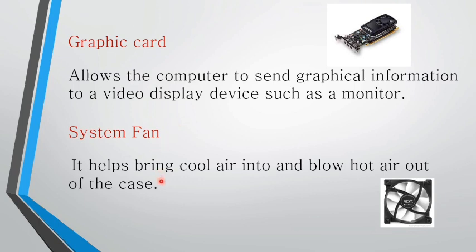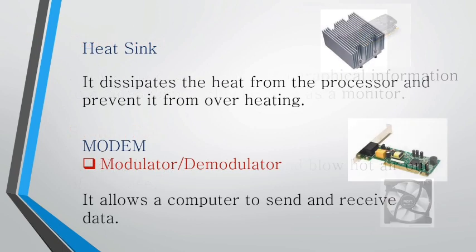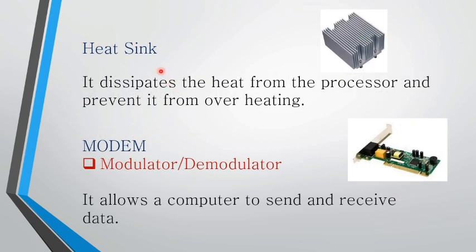System fan. It helps bring cool air into and blow hot air out of the case. Heat sink. It dissipates the heat from the processor and prevents it from overheating. Modem, modulator or demodulator. It allows a computer to send and receive data.